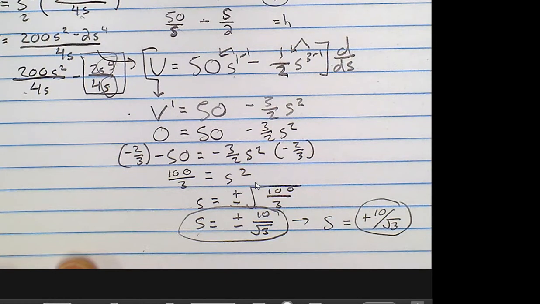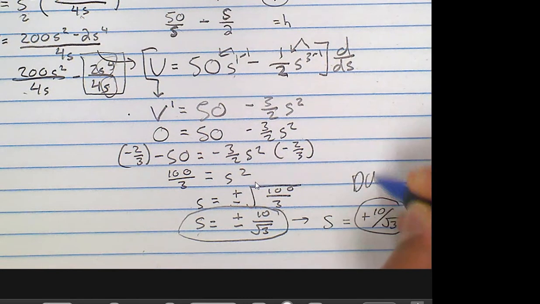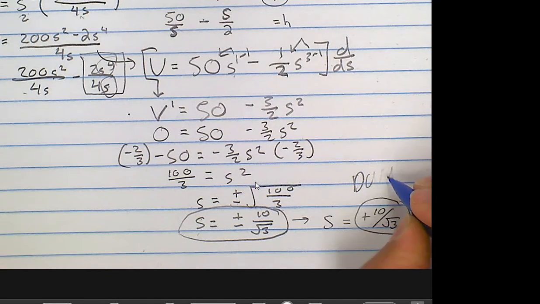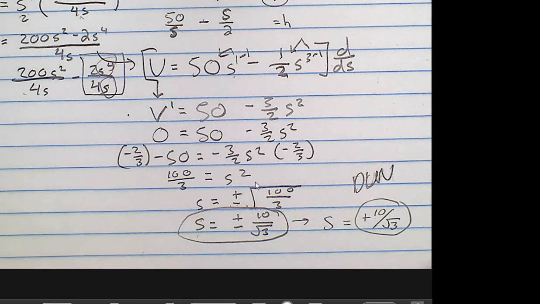You're not going to ask us to, you know how you can't have the square root of 3 in the bottom? No, do not rationalize the denominator. You are done. So how do you know if the answer is actually positive or negative? How did you come to the conclusion that it's positive rather than negative? Because when you measure something, it can't be negative. Okay, thank you.